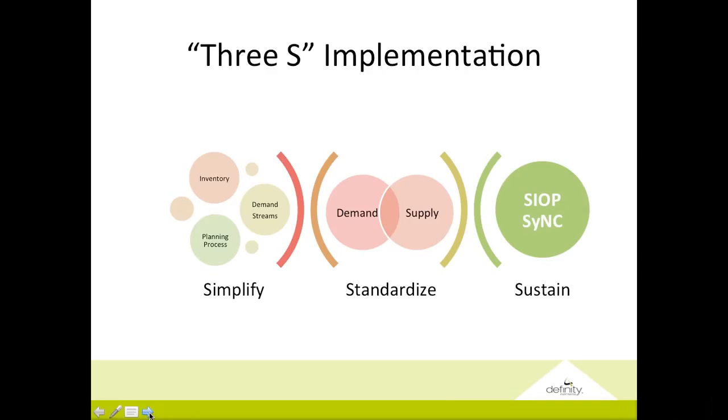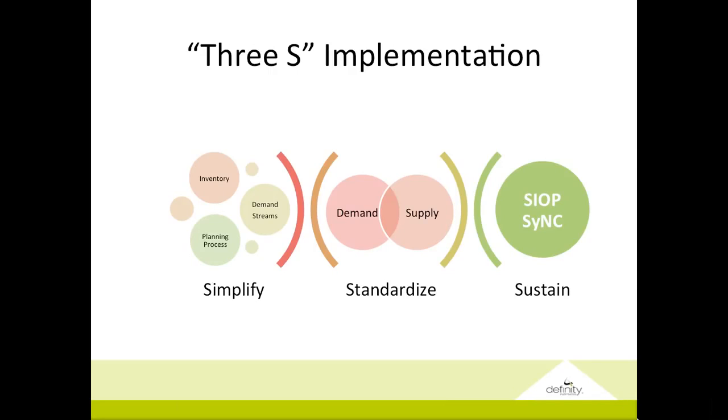So simplify, standardize, and then sustain. As you look at this graphic, it really hits on some of the keys here. When we talk about simplifying, first, we're simplifying the run in three critical areas. Simplify the way you view and manage inventory. Simplify how you understand the demand streams of your business. And thirdly, simplify your current existing planning processes.